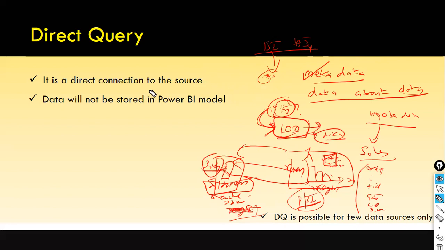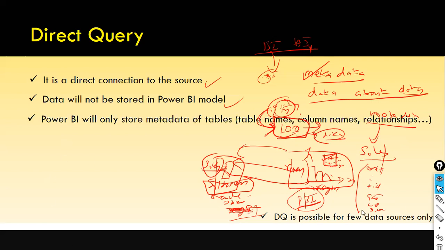It is a direct connection to the source, and then data will not be stored in your Power BI model. Yes, the data of the sales table will not get loaded here locally, unlike your import mode. In the case of direct query mode, only the metadata, the table skeleton only, will be there here. So Power BI will only store metadata of tables. As part of metadata, what information does it store? Table name, sales, column names, all the columns of your SQL Server table, and the relationships that we'll discuss later. Okay, just a skeleton only gets stored here.